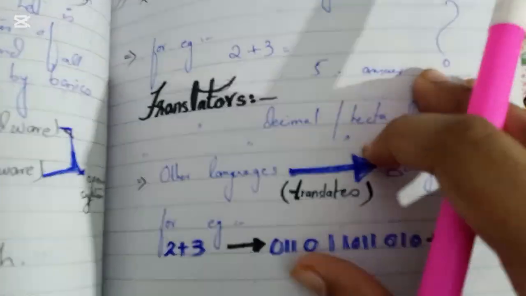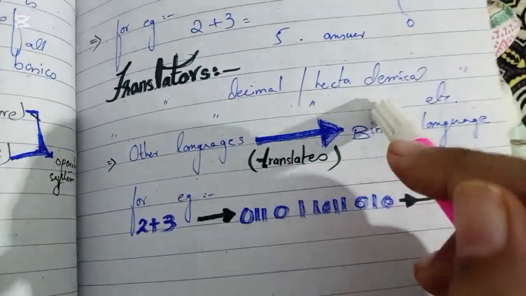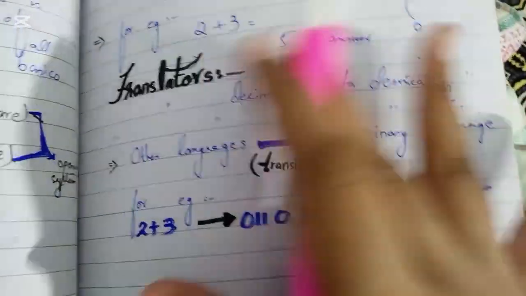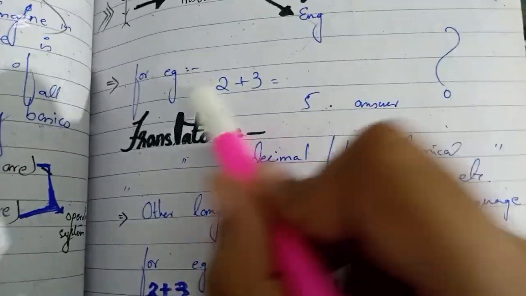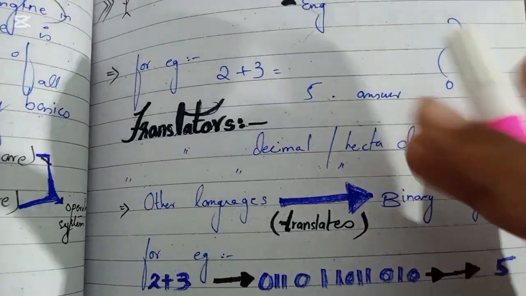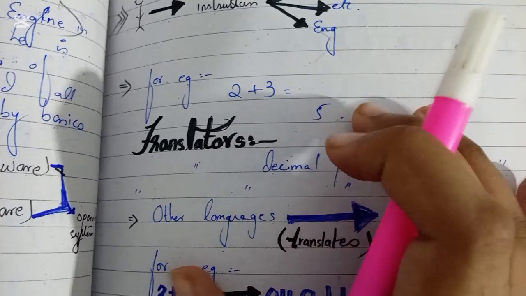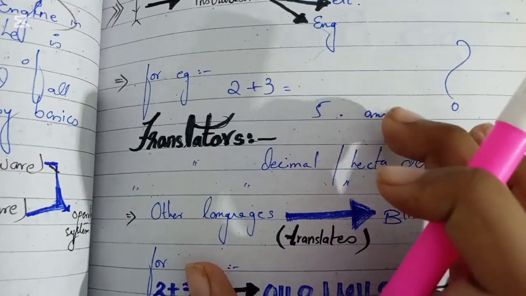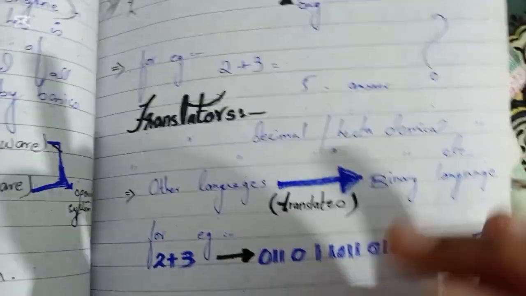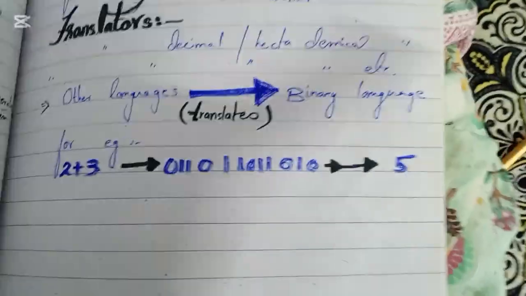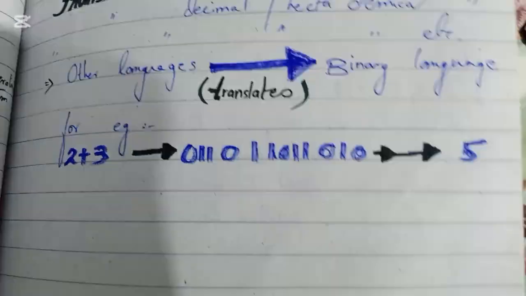So the computer has translators which convert our language into its own, and then the result is also translated into the human language, which we can see on monitors or screens. It converts decimal, hexadecimal and other languages, translating them into binary language, and so on.